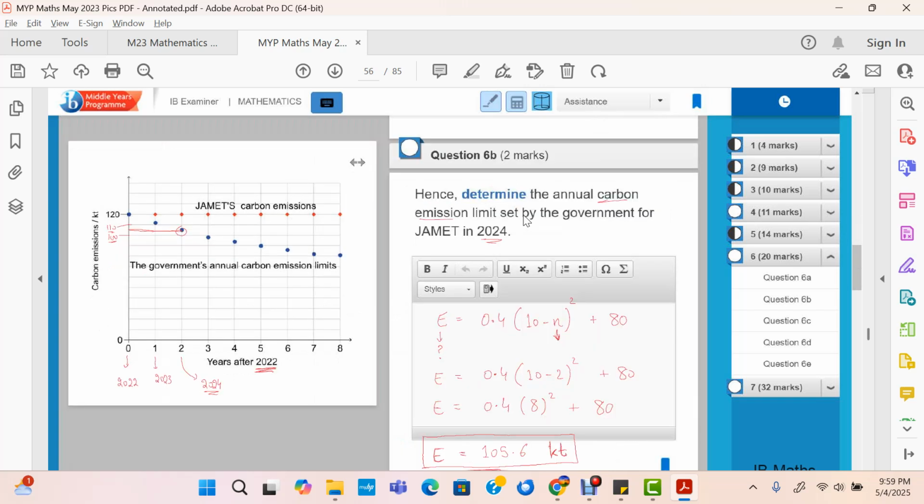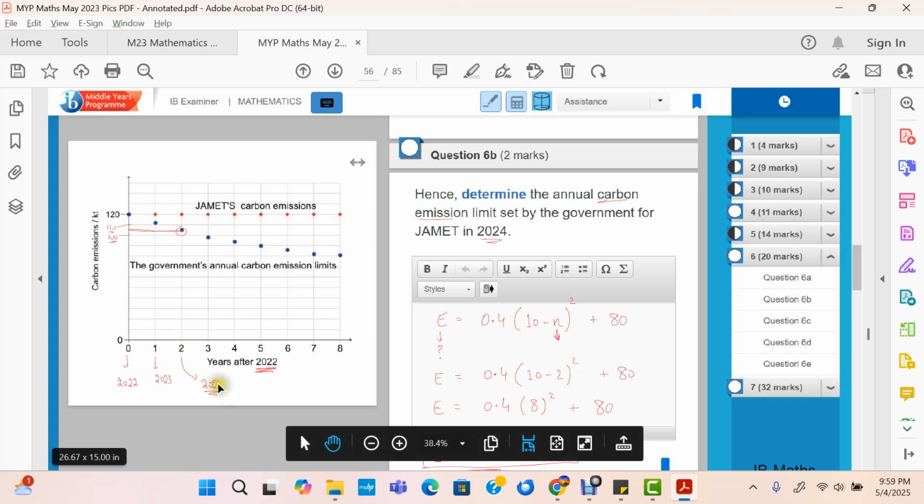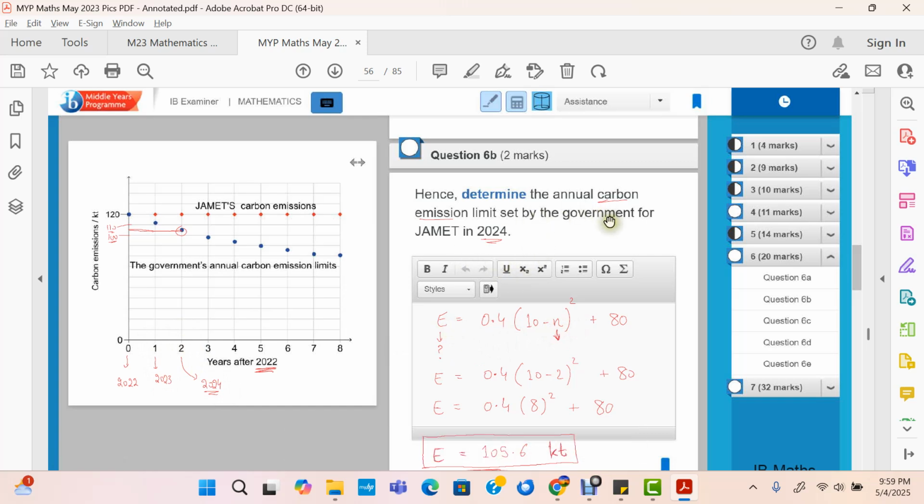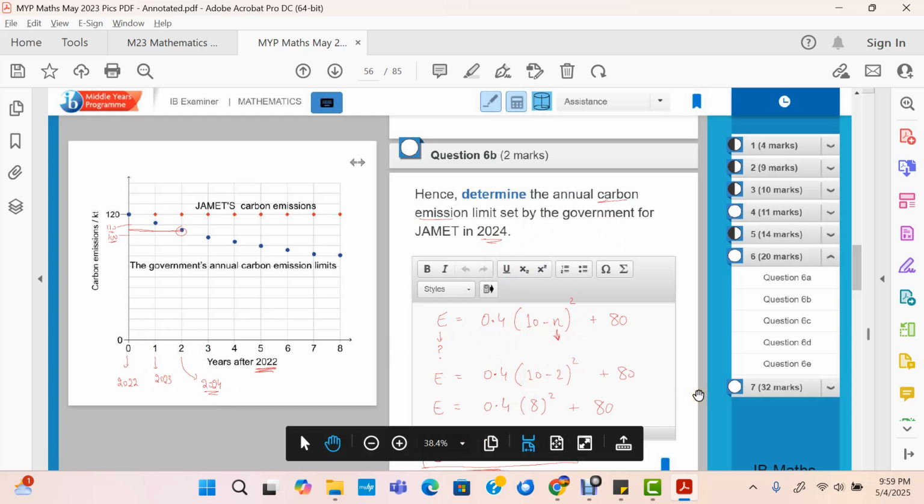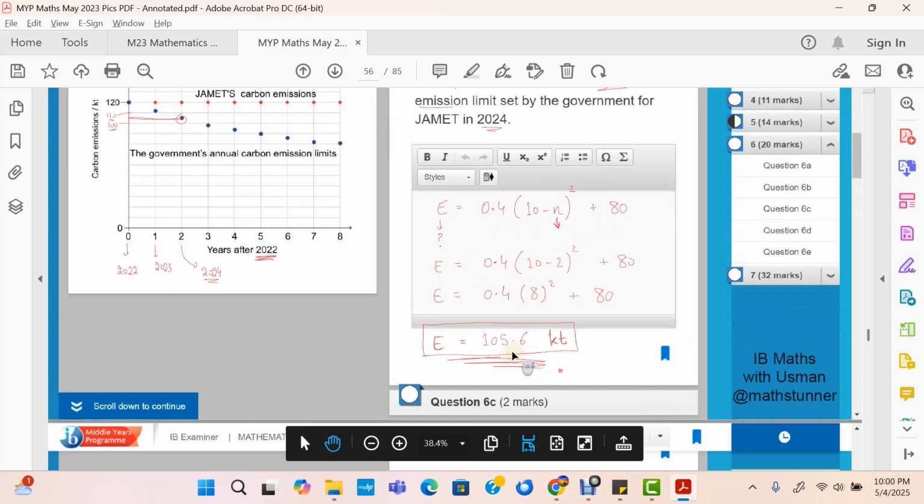Next, determine the annual carbon emissions, meaning find E. The year has to be given to me if I am to find E. So find E when n is 2024. Don't plug in 2024 here. Years after 2022, which means 22, 23, and 24. Okay, so plug in a 2. Plug n equals 2 when E is unknown. Find E when n is 2. Basic question, plug it in, get your answer, 105.6. It is given over here.